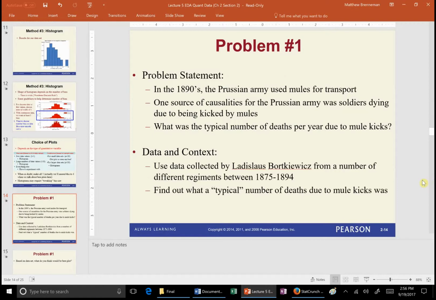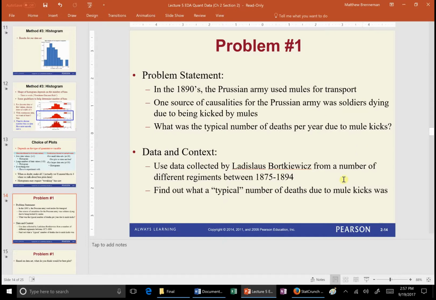This is an example data set. Back a long time ago, the German army had mules. People got kicked in the head, kicked in the chest, they got killed by these mules. And somebody kept data for the Prussian army, between 1875 and 1894. We want to find out what is a typical number of deaths in a year due to these mule kicks. So we have a data set.